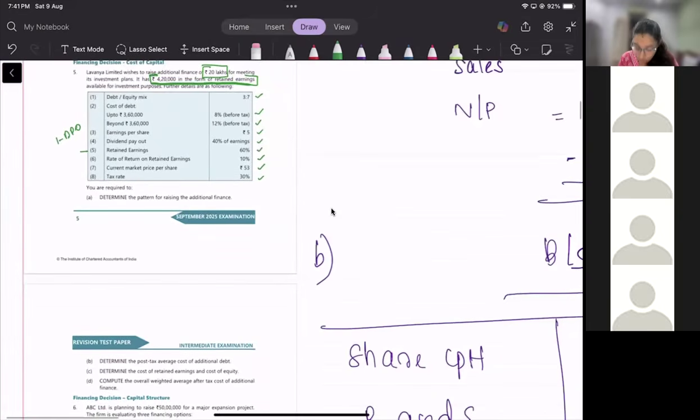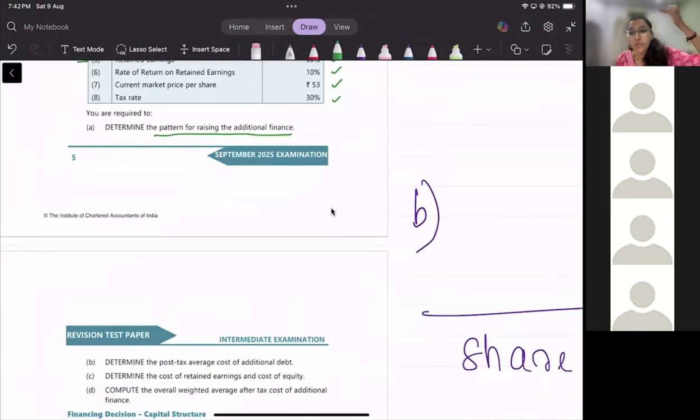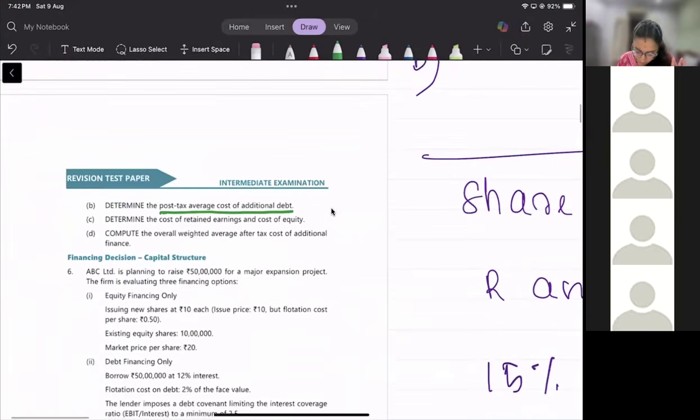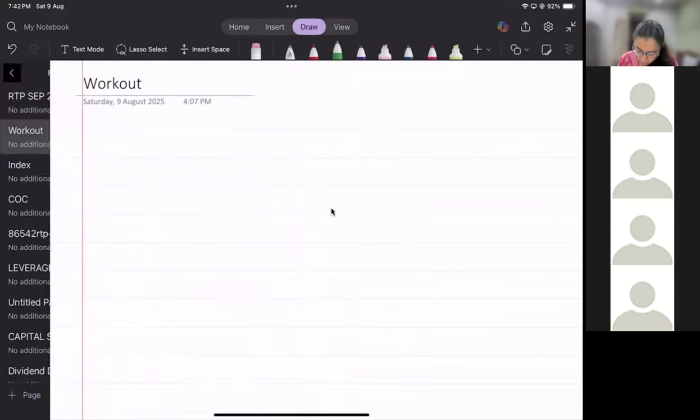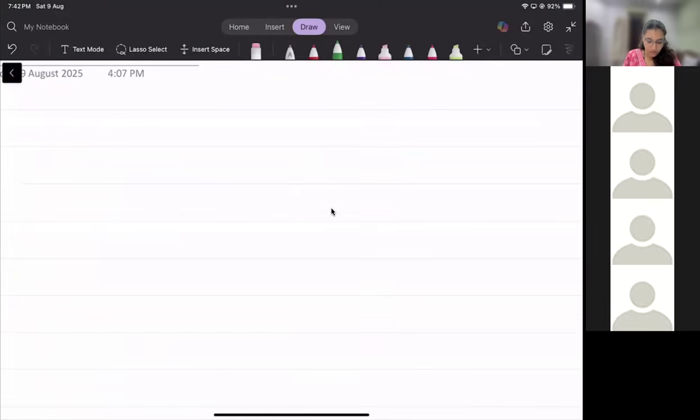And then what are we required to find out? You are required to determine the pattern of raising the additional finance. How are we going to raise the additional finance? Pattern in the sense of how much equity, how much debt. That pattern is asked. B part, post-tax average cost of additional debt. Only additional debt cost they have asked for. Then the cost of retained earnings and cost of equity. And the last step, weighted average after-tax cost. We'll do it on a separate paper. So the question is clear for all of you, right?